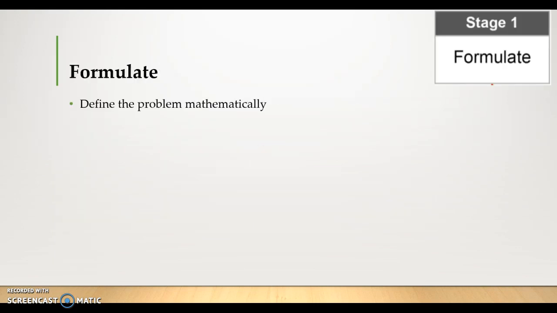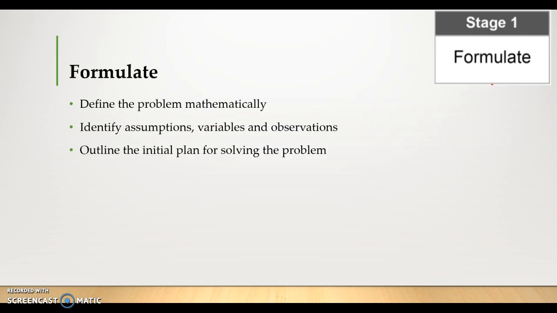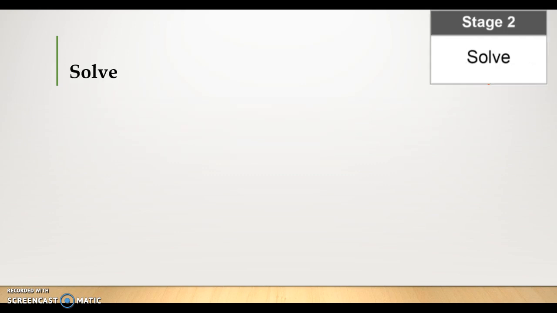So, to formulate, we've been given an open-ended problem that we've been asked to find some solution to. We've got to define that problem mathematically, identify any assumptions that are associated with it, and identify also variables and observations that we might see. We've got to outline too an initial plan for solving that problem. And once we've done that, we can move on to the solution.